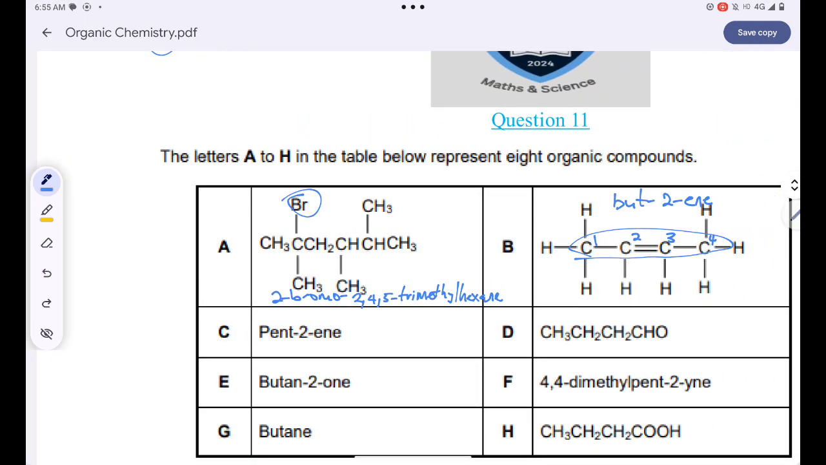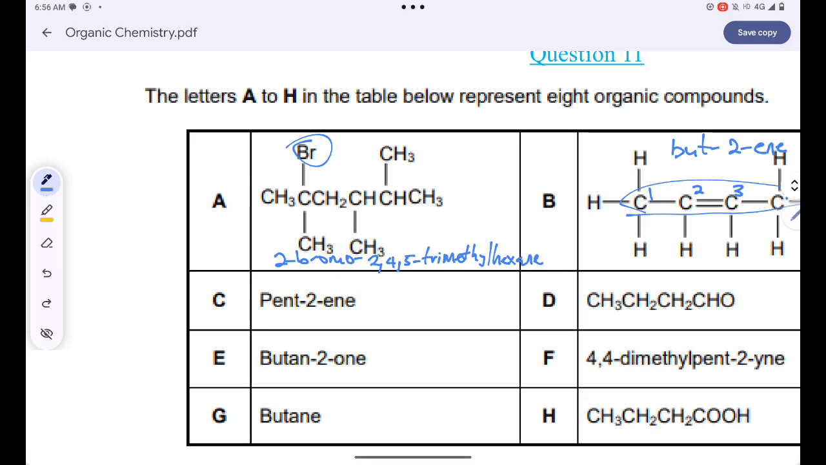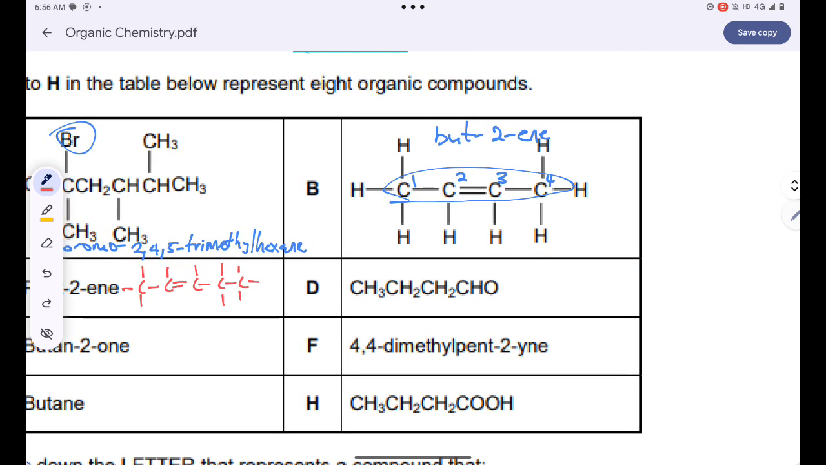Okay, compound C, we have an IUPAC name. All we need to do is draw a structural formula. Let me try to squeeze it over here. Pent-2-ene, that's 1, 2, 3, 4, 5. My structure will be like that. Pent-2-ene, and then all I have to do is write the hydrogens around. Okay.